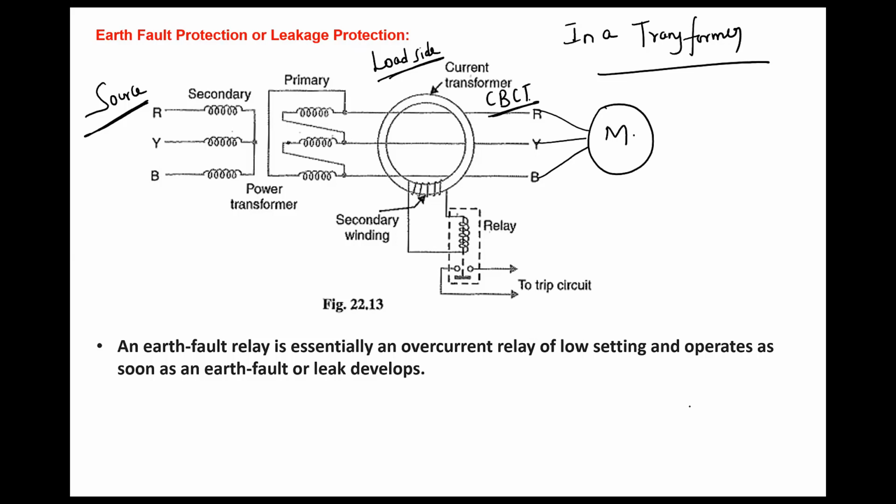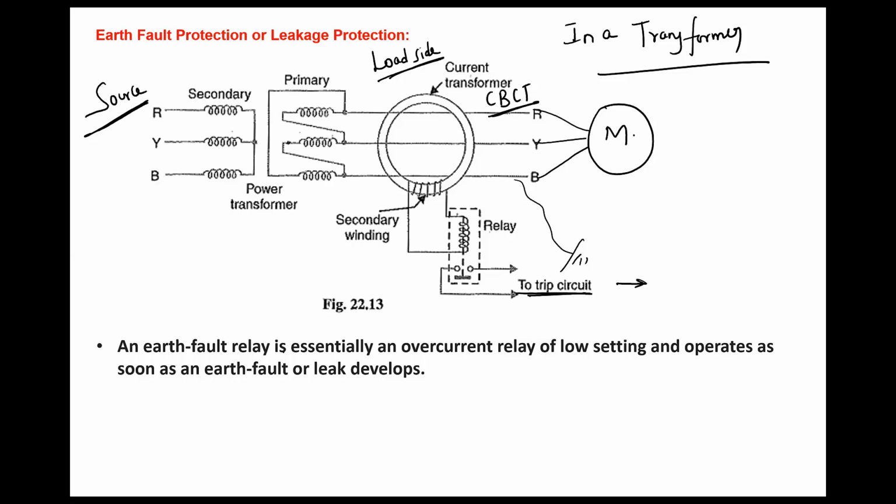As long as the phasor sum of the three currents is zero, the relay will not operate. If there is any leakage current flowing from any of the conductors to the earth, the balance is disturbed and the currents in the CBCT are not balanced. This will operate the relay, which will give a trip command to the circuit. This is how you can implement earth fault protection on the delta side of any transformer, or in the case of a motor also, the same scheme we employ. Only when three conductors are there, you simply connect the CBCT.